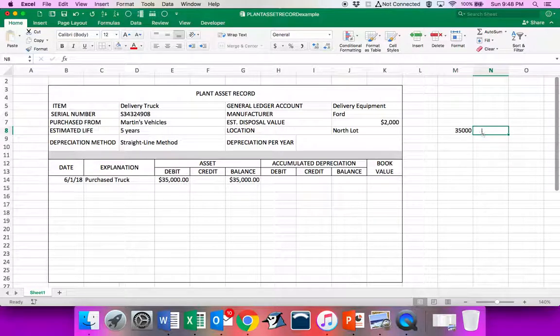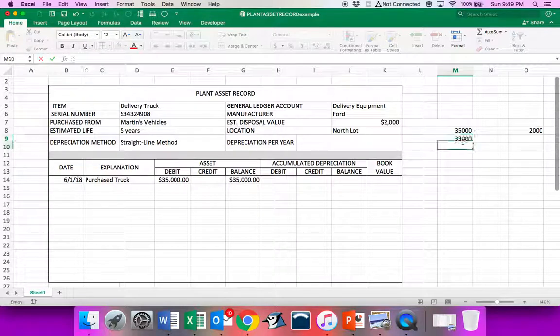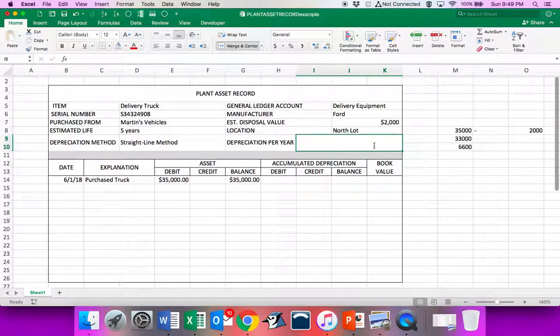To find out the total amount of depreciation, you take that $35,000 and subtract $2,000 from it. When you do that, you get $33,000, your total amount that you're going to depreciate. Then to find out the amount you're going to depreciate per year, you take that 33,000 and divide it by 5. So we're going to depreciate each year by $6,600.